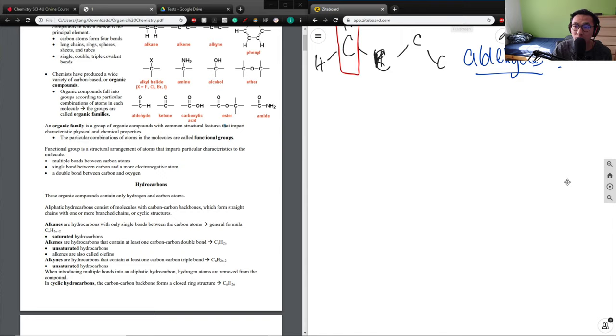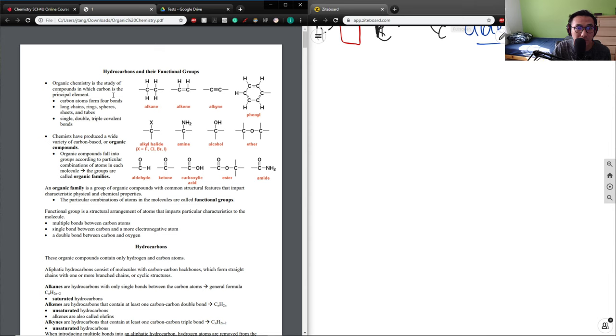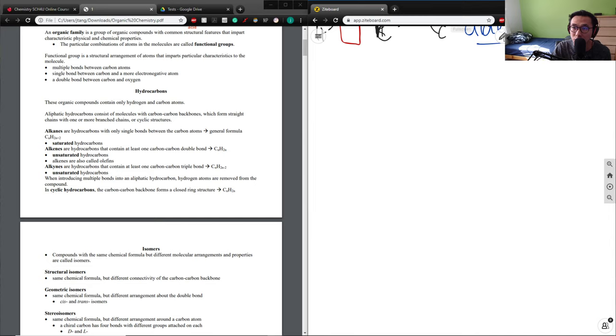So again, all you need to know now is that functional groups affect the reactions between carbons. Functional groups, depending on what they are, affect the chemical properties of organic compounds. And that's the takeaway I want you to figure out with this first half. Then we have here a hydrocarbon. So I'm going to now introduce you to the concept of naming and how to write specific hydrocarbons.